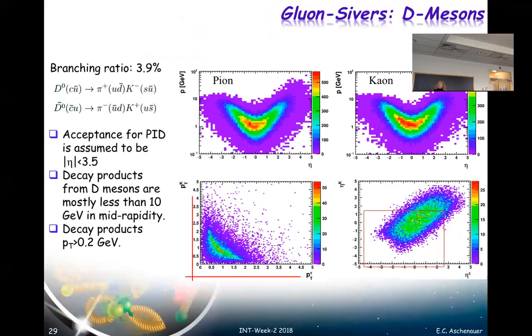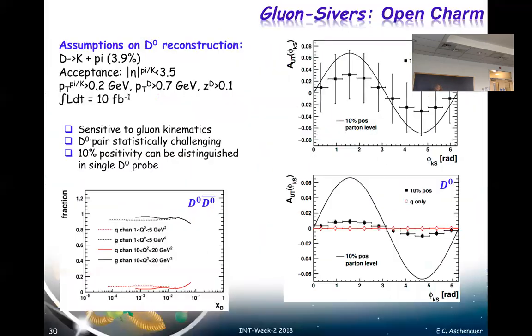Okay, so here you see for charm the pion, kaon momenta, and the PT relations and so on. For an EIC detector, we have modeled what we think an EIC detector should look like, so they are pretty well suited to be seen, so you don't lose a lot. Then you require a D and a D0 bar. You do 10 inverse femtobarn, and those are the statistical uncertainties you get.